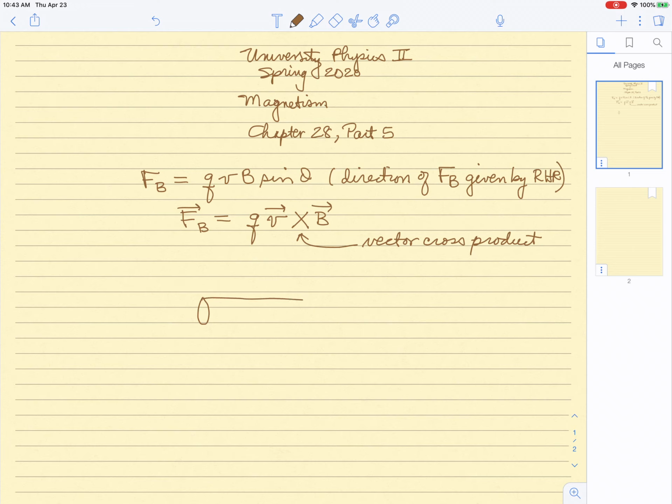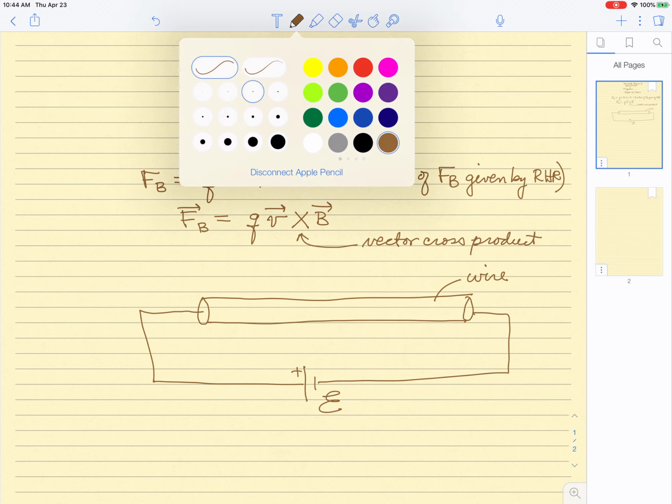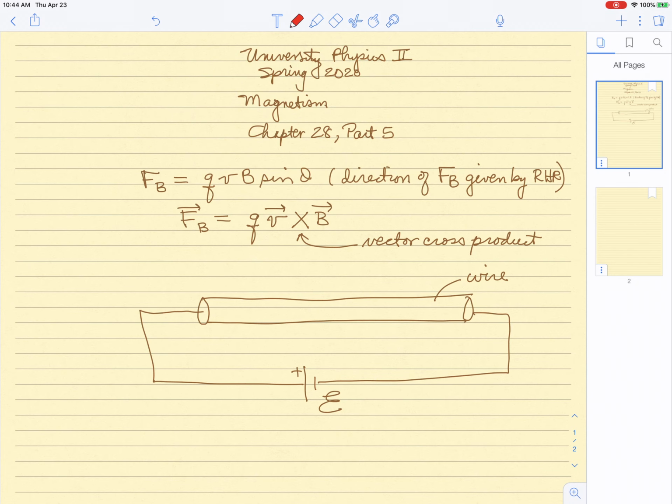So now let's conjure up the next scenario. Let's imagine we have a wire. So here's a wire. And I'm going to hook this wire up to a source of potential difference. This is some ideal EMF. And we know that that's going to establish a current. So there'll be a current in this circuit.